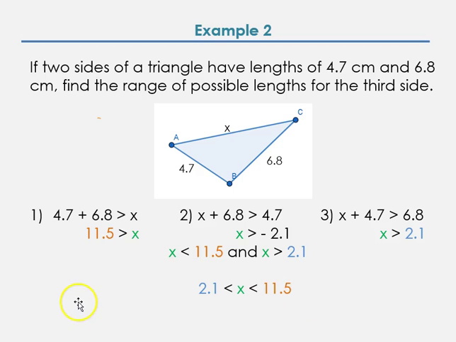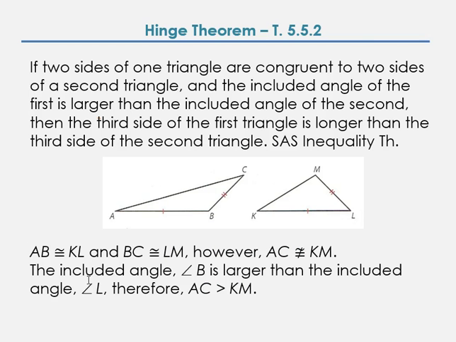So with the triangle inequality, the greater angle and the longer side theorems that we have already learned, we've worked with inequalities in single triangles. The next theorem and its converse work with the relationship between included angles and the third side of two triangles containing two pairs of congruent sides. So we'll be moving from using one triangle to comparing two. Our next theorem is the hinge theorem.